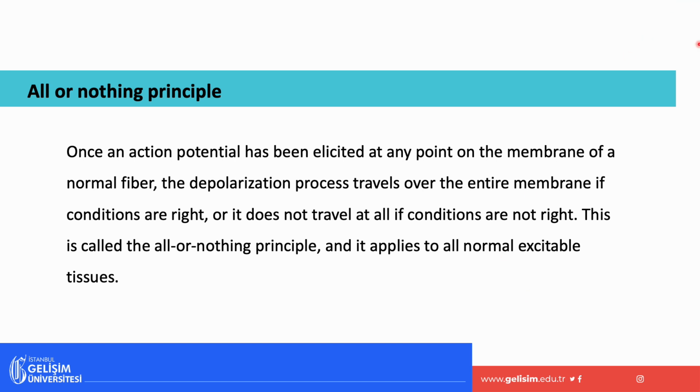So again, very simplistically, the all or none law is a principle that states that the strength of a response of a nerve cell or muscle fiber is not dependent upon the strength of the stimulus. Essentially, there will either be a full response or none at all.